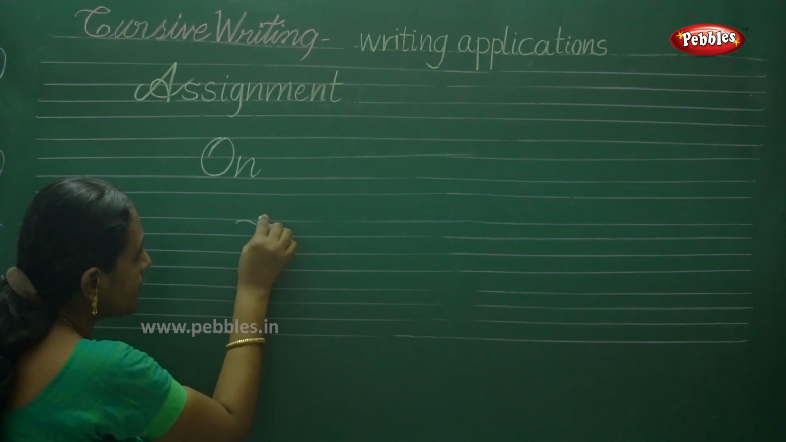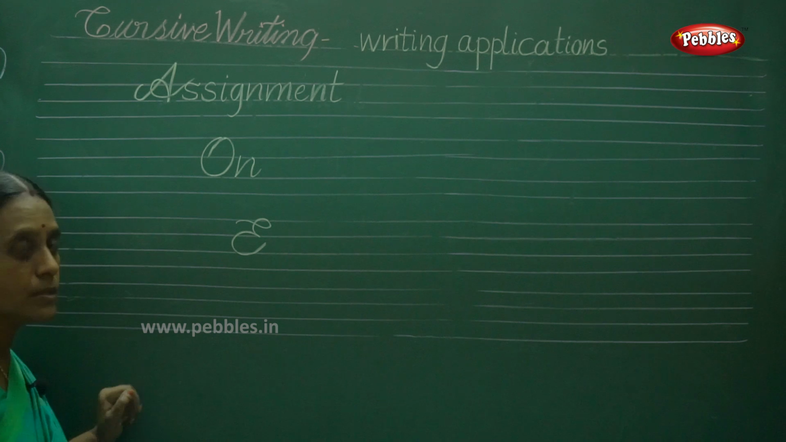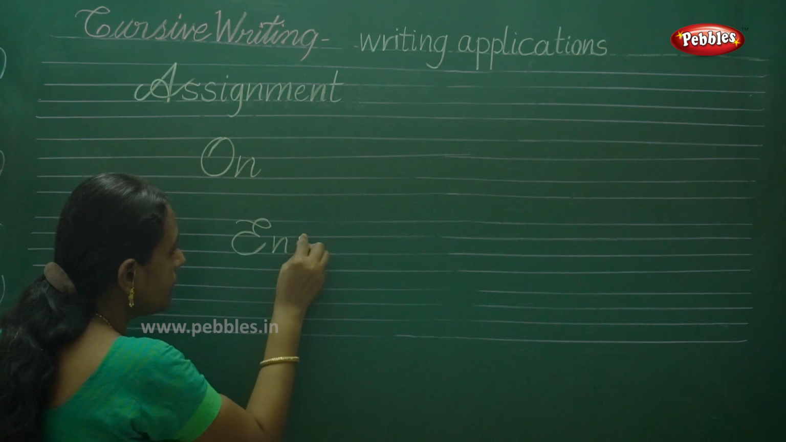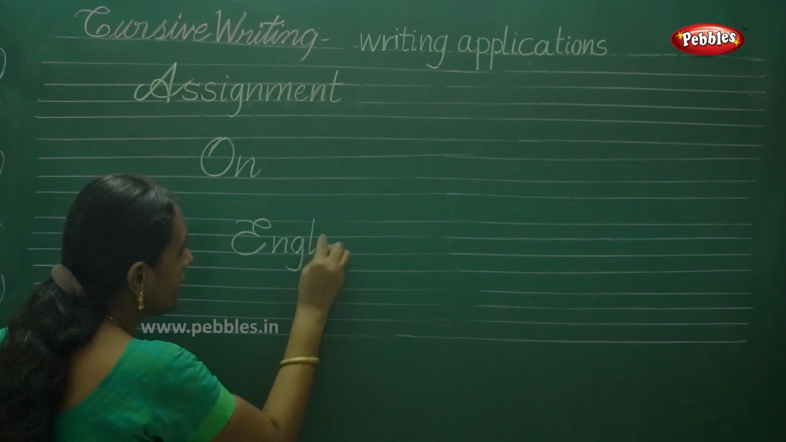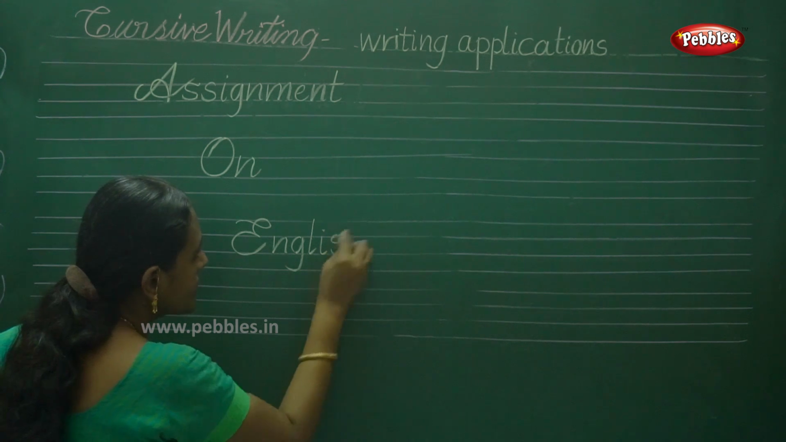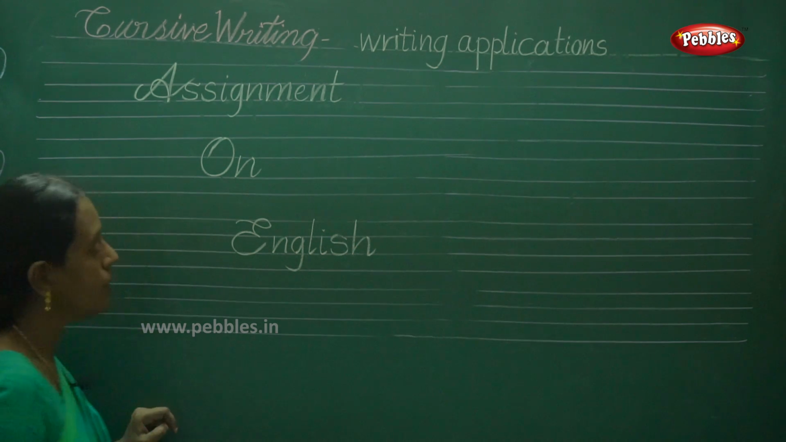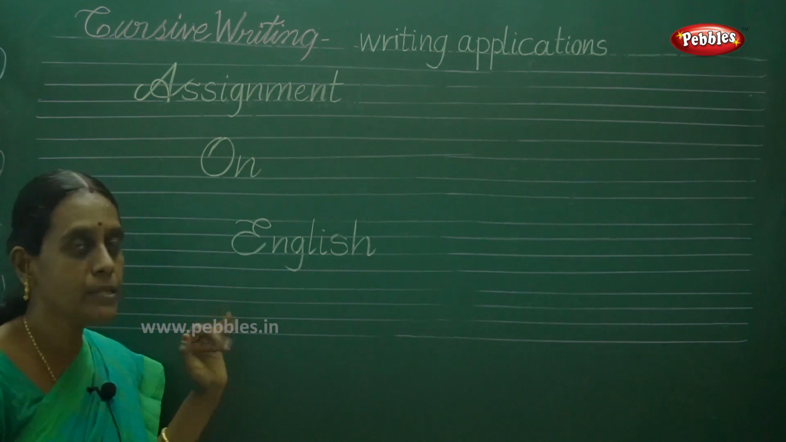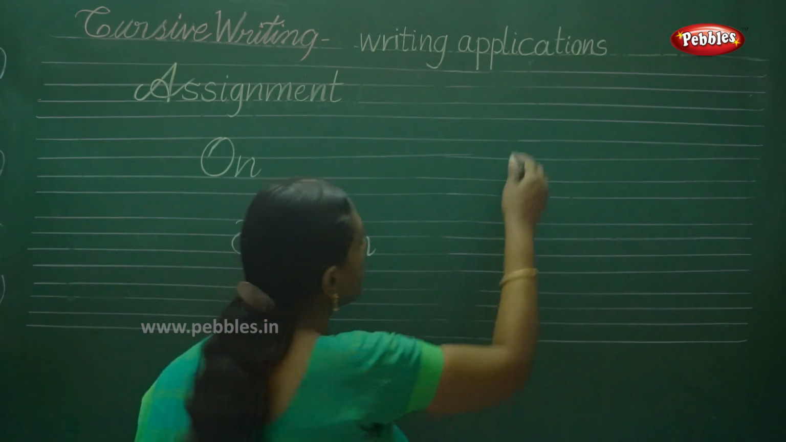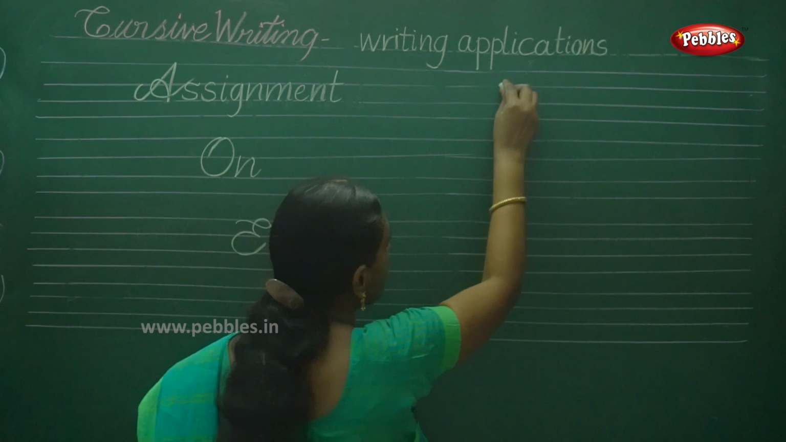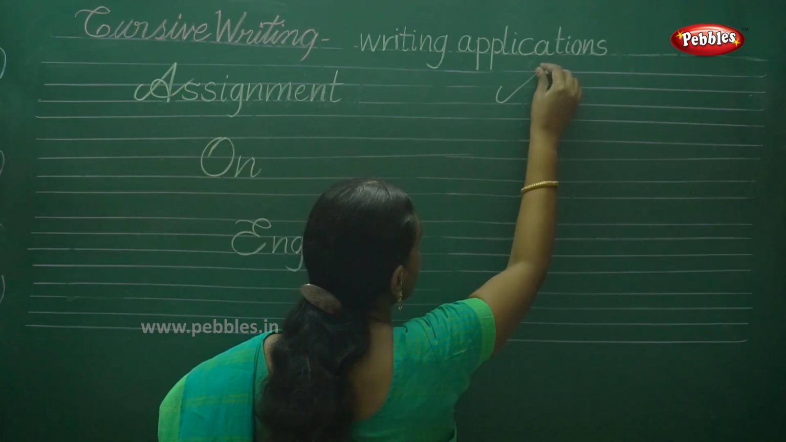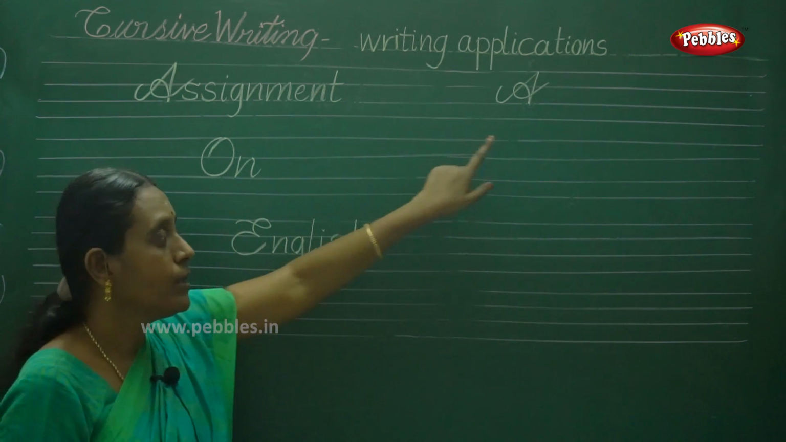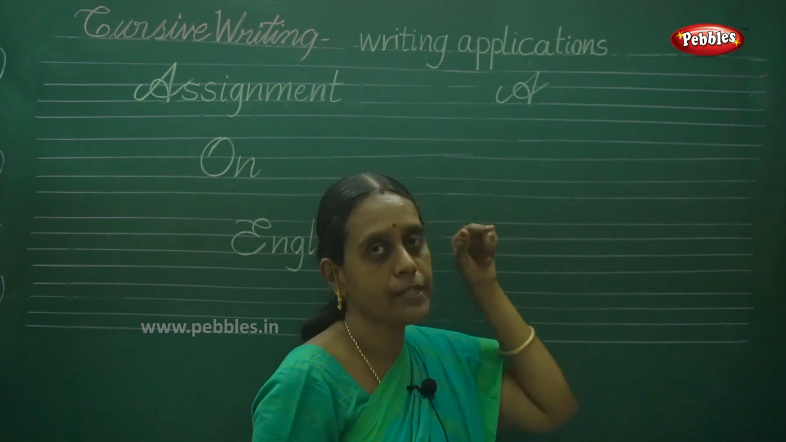So cursive E. This is a cursive E. We learnt already. And split N, G, L, I, S, H. Okay, assignment on English. So this way you have to decorate your front page sheet. One more thing, there is another assignment on, okay, cursive A. Okay, this is a split format writing. Here you have to choose cursive writing pattern.